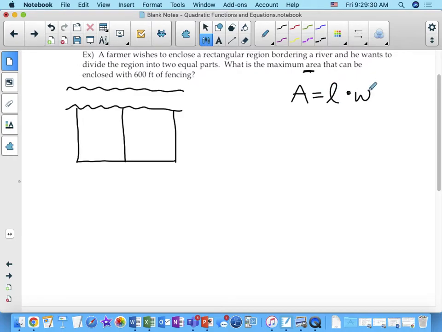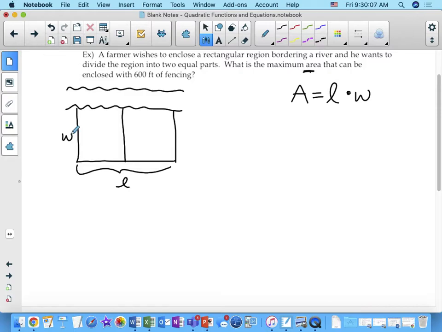So maybe let's make those our two variables. Okay, this is our length because that's what we're trying to maximize. And this is our width. Okay, now there's a piece of information that we're given that we haven't used yet. What is that information? Yes, 600 feet of fencing. Now, what do you think that's going to have to do with?